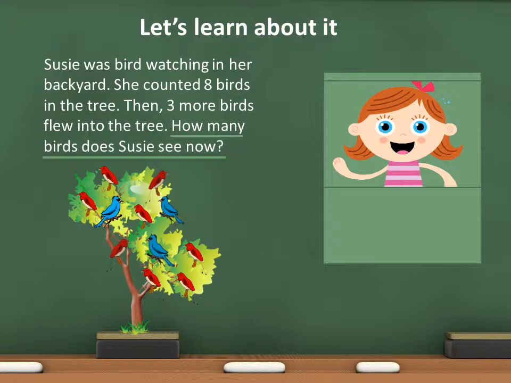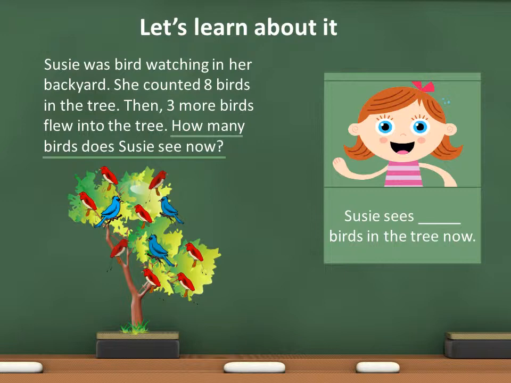Now that I have the information in the problem and I found the question, I can write a sentence to show how I'm going to solve the problem. I'm going to do that by rewording the question with a sentence as a blank. The new sentence would be, Susie sees blank birds in the tree now.